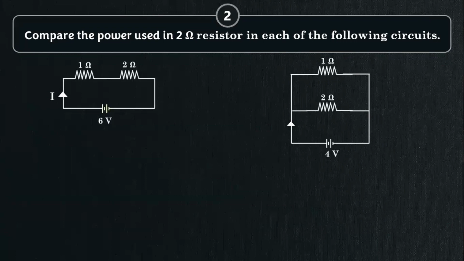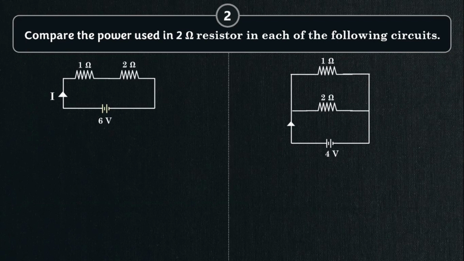Here is the second question. Compare the power used in 2 ohm resistor in each of the following circuits. A series circuit and a parallel circuit are given, in which two resistors are used, 1 ohm and 2 ohm. And the supply voltage in series circuit is 6 volt. That in parallel circuit is 4 volt. Let's find the power consumed in 2 ohm resistor individually.